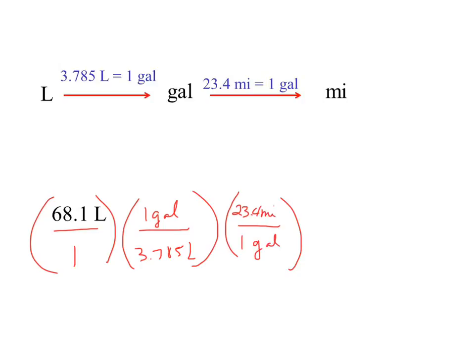Perfect. It's a really good check. It's called dimensional analysis: analyzing your units, analyzing your dimensions, so that your answer is right. So liters have canceled, gallons have canceled, and we are left with units of miles, which is where we wanted to be.